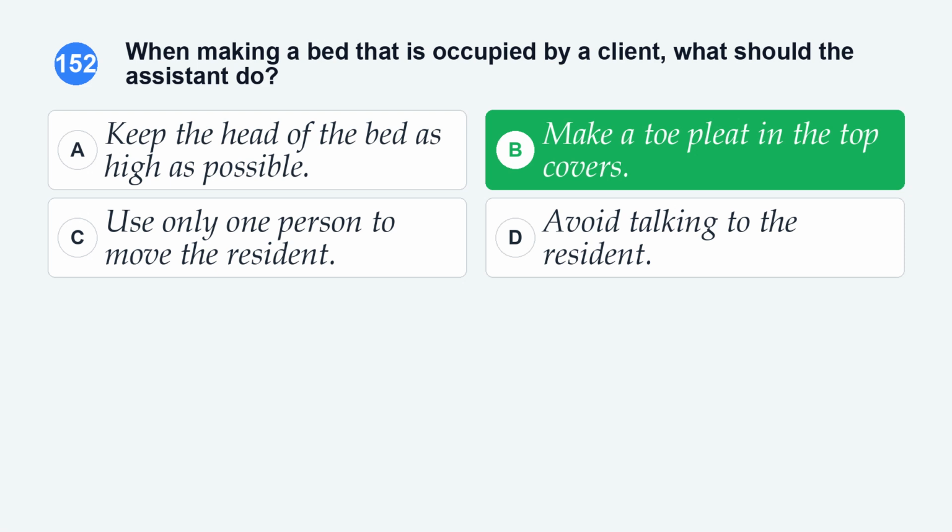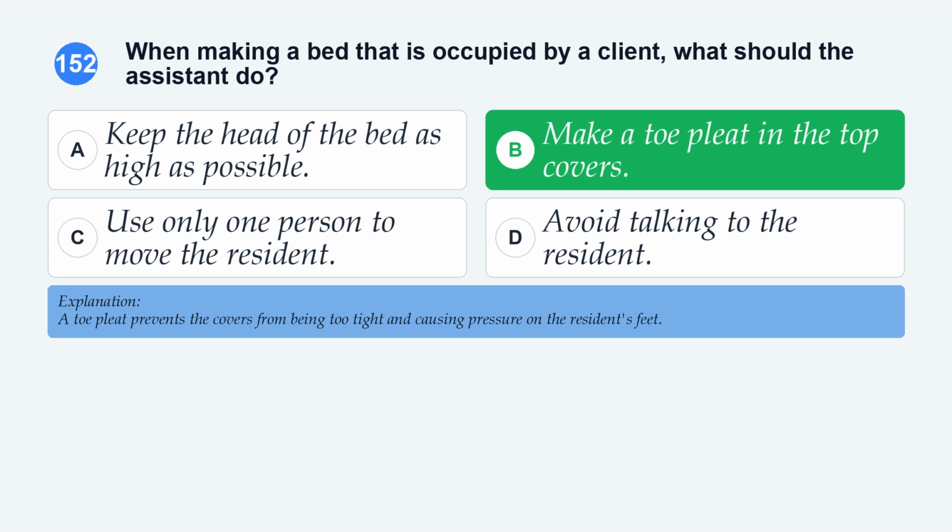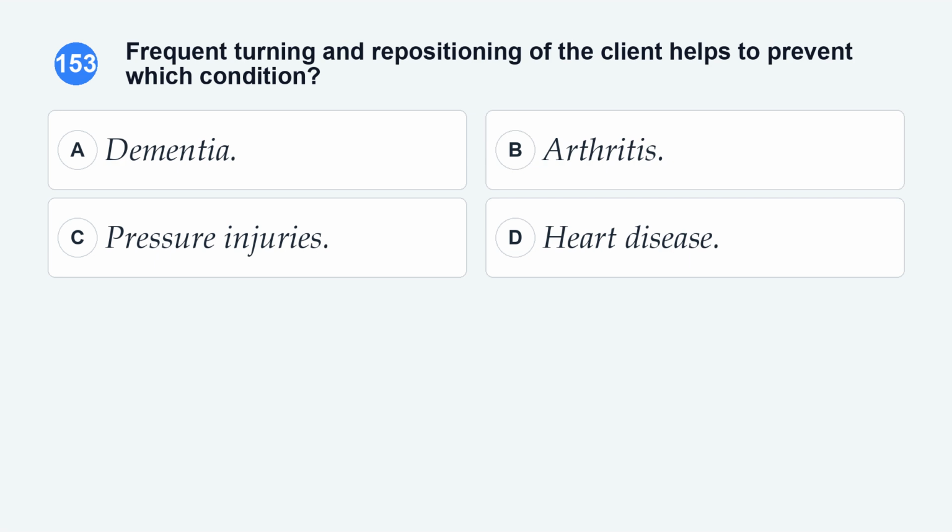The correct answer is option B. Make a toe pleat in the top covers. Explanation. A toe pleat prevents the covers from being too tight and causing pressure on the resident's feet. Question 153. Frequent turning and repositioning of the client helps to prevent which condition?